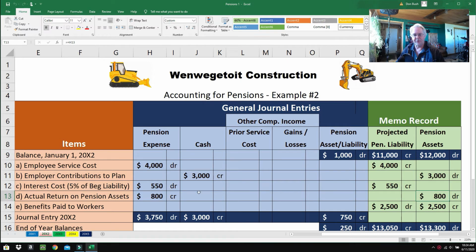And again, we balance horizontally. Now coming down to letter E, benefits paid to workers. Well, workers were paid this year. Now, we're not crediting cash at all, but it's coming out of the pension fund.